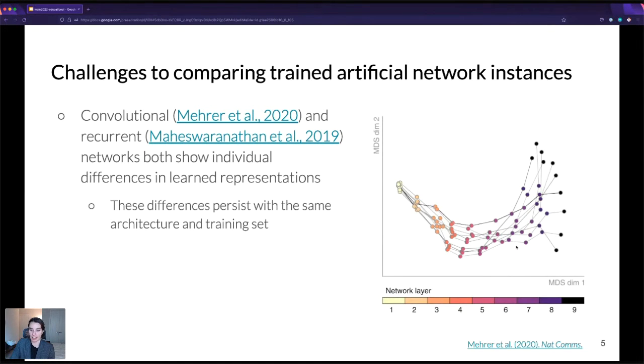So this is a really nice figure from Merrier colleagues demonstrating the problem. Here we have a convolutional neural network, and we've taken multidimensional scaling, just the first 2 dimensions. If we look at multiple instantiations of the same architecture of this CNN on the same training data, and we look over time across the layers, what we see is that in the initial layers, the representations are relatively conserved across the different instances, across the different individual networks.